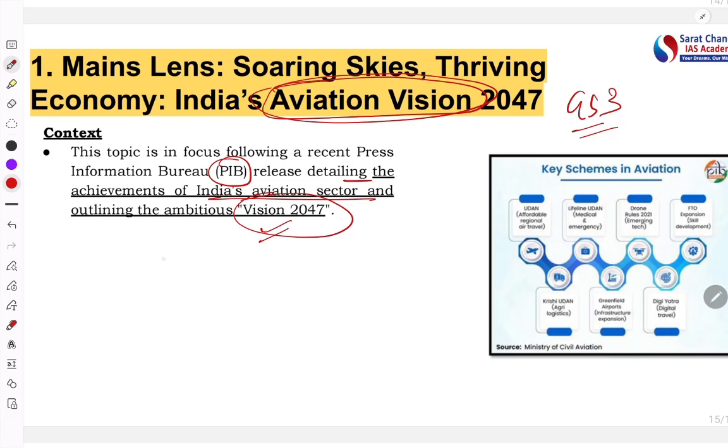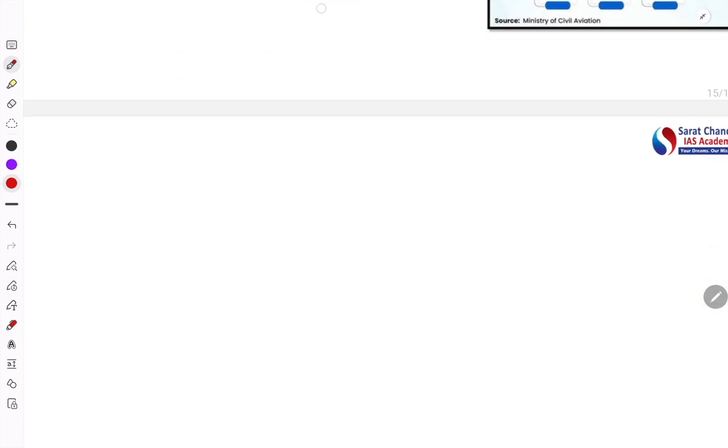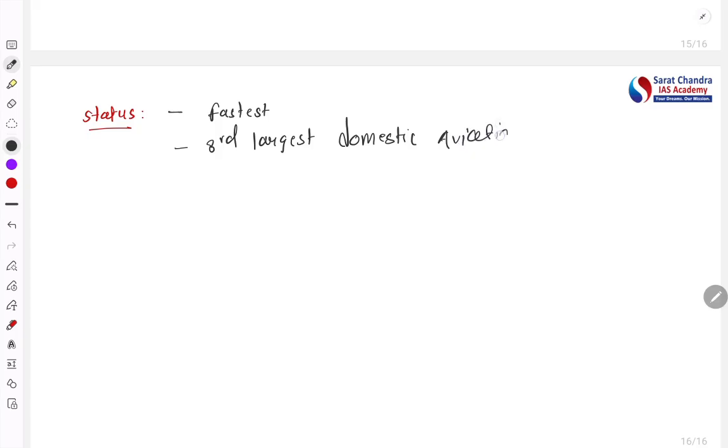This article you can link with GS3, where infrastructure, especially airports, is mentioned in our GS3 syllabus. So from that point of view, it is very important. Let's first understand the current status of our aviation sector. The status is that India is one of the fastest growing aviation sectors, and we are the third largest domestic aviation market.